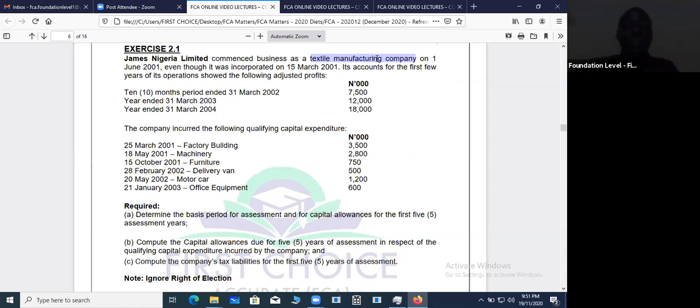Now, that's one thing you should mark. Another one here is commenced business. So you are dealing with a commencement period. And in commencement period, there will be a lot of overlaps. So let's see how the overlap is treated.